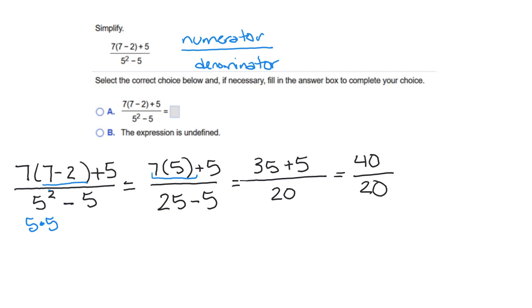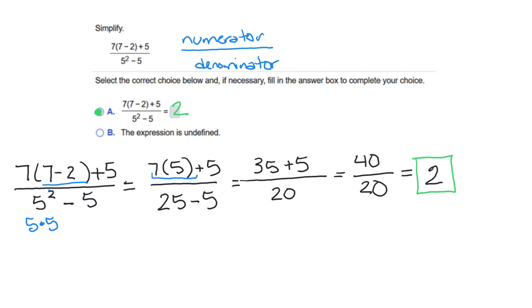40 divided by 20 is equal to 2. So 2 would be my simplified answer. Again, I'll select choice A as my answer and fill it in with the number 2.